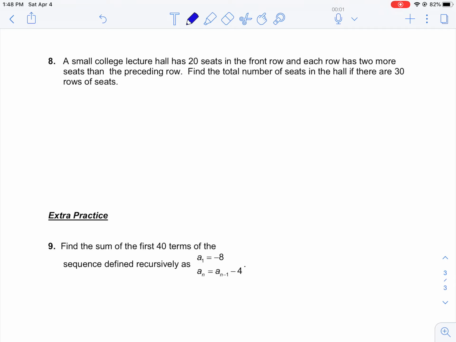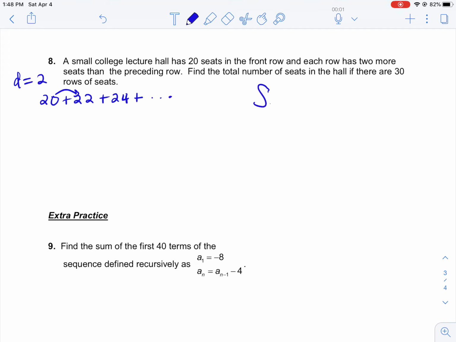So if we take a look at this particular problem right here, the first row has 20 seats in it. The second row has 22 seats in it. Let me put a plus here because we're trying to find the sum of all of these. 22, 24, and so on. And it looks like our difference to get from here to here is equal to a positive 2. We're adding 2 to get the next amount of seats in the row.